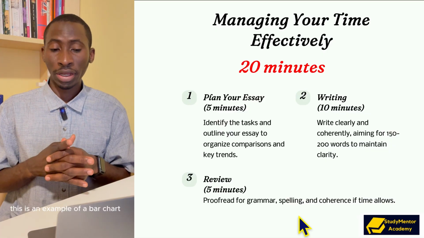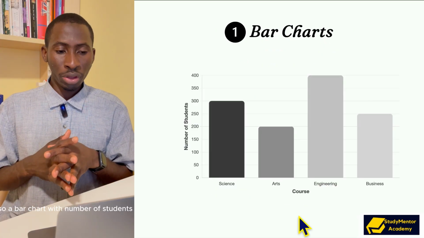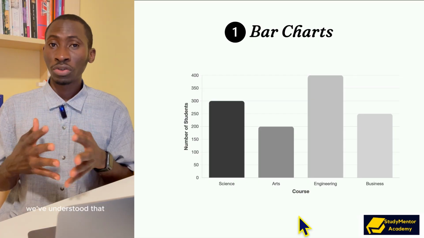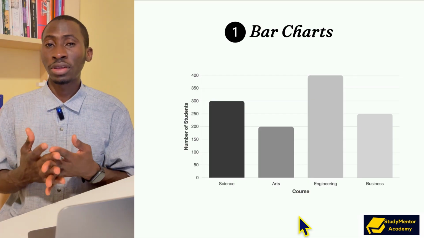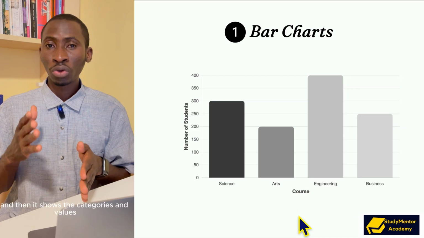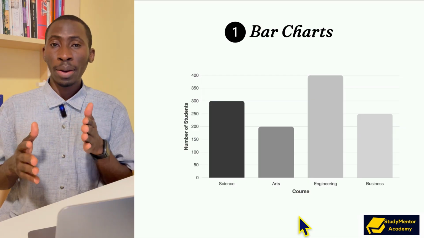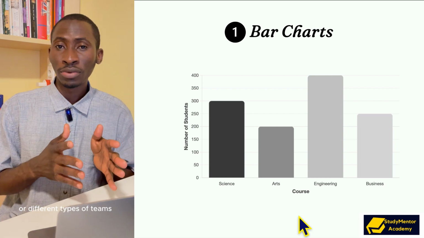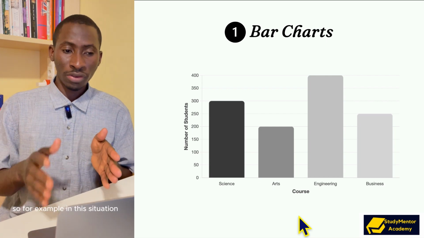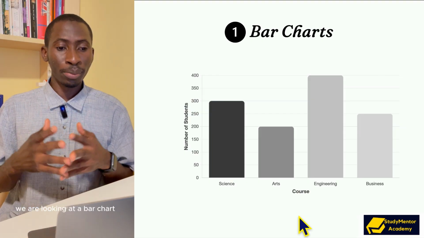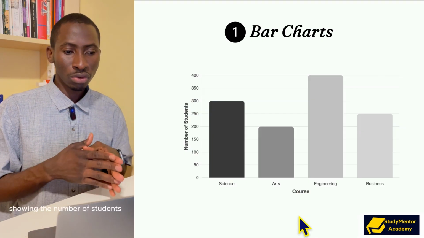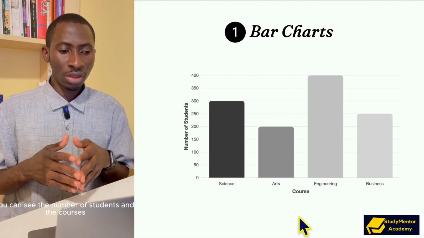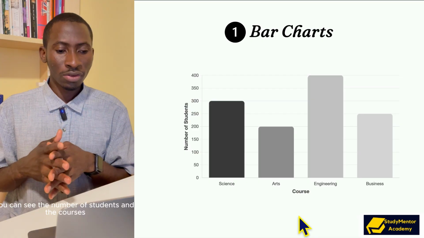This is an example of a bar chart. So a bar chart with number of students, and we have the courses they've enrolled in. We've understood that a bar chart displays rectangular bars, and it shows the categories and values among different types of events or different types of themes or different types of topics. So for example, in this situation, we are looking at a bar chart showing the number of students enrolled in different courses at a university. So you can see the number of students and the courses enrolled.